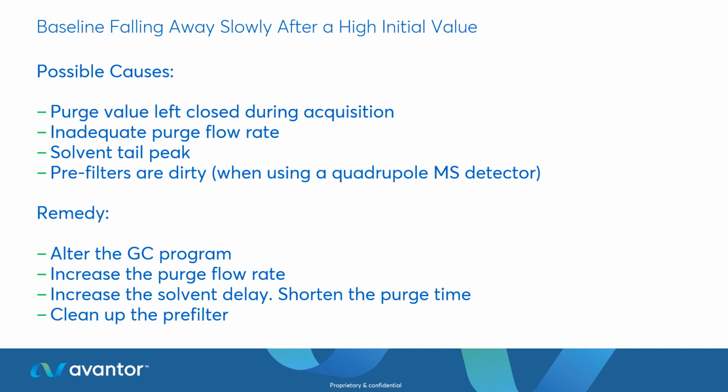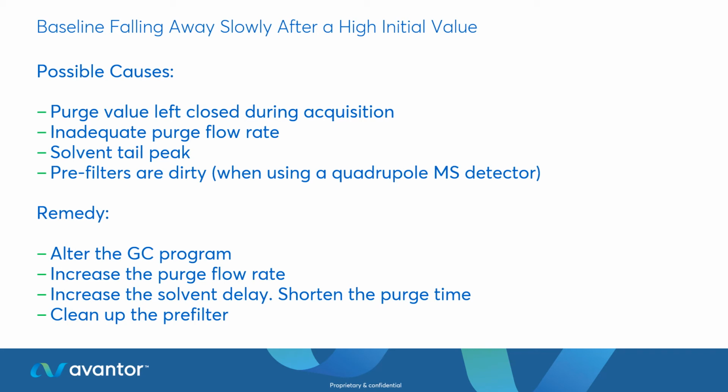If the baseline is falling away slowly after a high initial value, then the possible causes here are that the purge valve has been left closed during acquisition. And so if we're looking at a splitless, we should open up the purge valve after a certain preset time. Maybe that there's an inadequate purge flow. Also, it could be associated with a solvent peak that's got a very long tail, and possibly pre-filters are dirty. This can be particularly the case when using a mass spec detector.